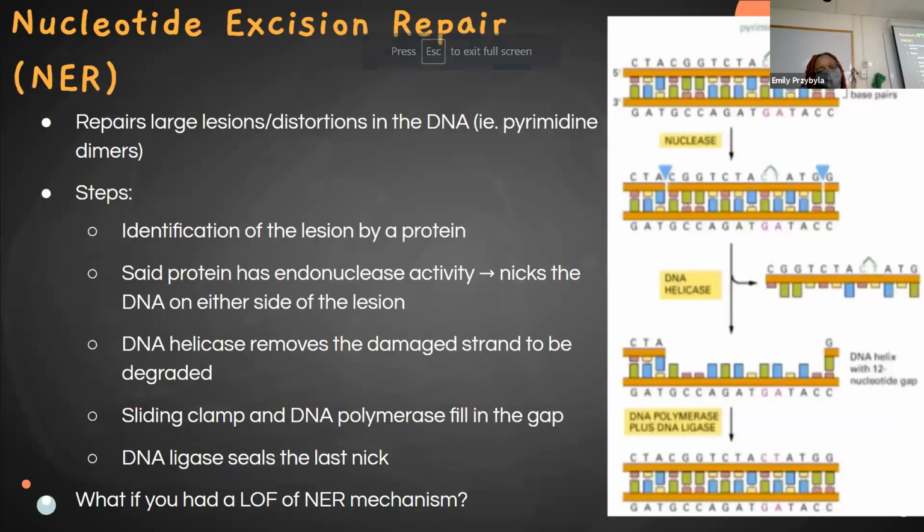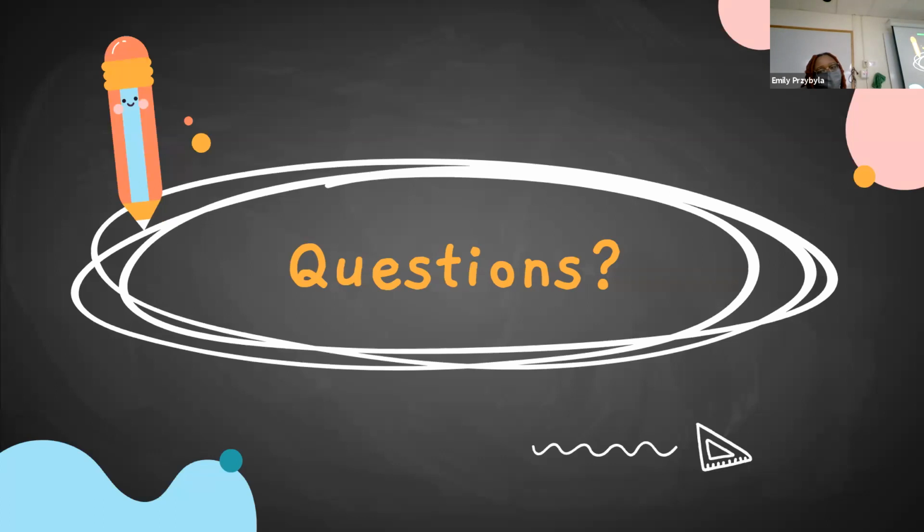That's a great visualization. You don't need to know all the enzymes, but I didn't know that the enzyme that comes in and cuts looks like that. But any questions on NER versus BER?